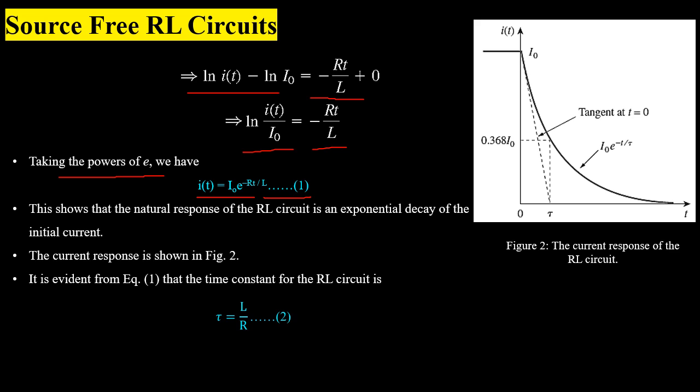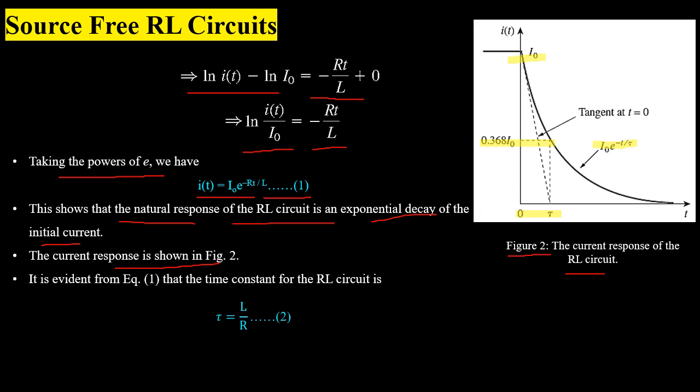This equation 1 represents the natural response of an RL circuit, which in this case is equal to the exponential decay of the initial current. The natural response of an RL circuit is shown in figure 2, where at time t equal to 0 we have the initial current I0, and as time increases the current decays exponentially, as an exponential with negative power is again a decaying function. From equation 1 and also from figure 2, it is obvious that after the time of one time constant, the current has a value of 0.368 or 36.8% of the initial current.